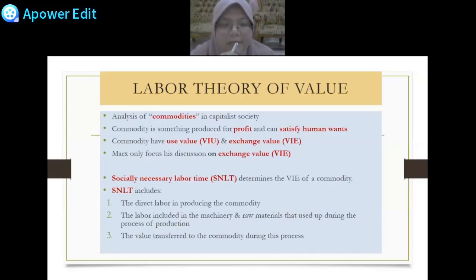SNLT includes: 1. The direct labor in producing the commodity. 2. The labor included in the machinery and raw materials that are used up during the process of production. And lastly, the value transferred to the commodity during this process.